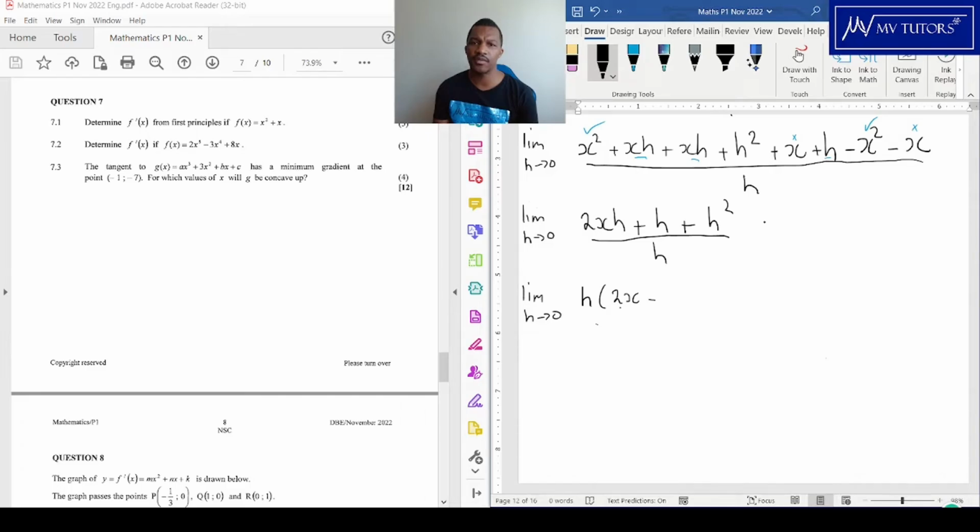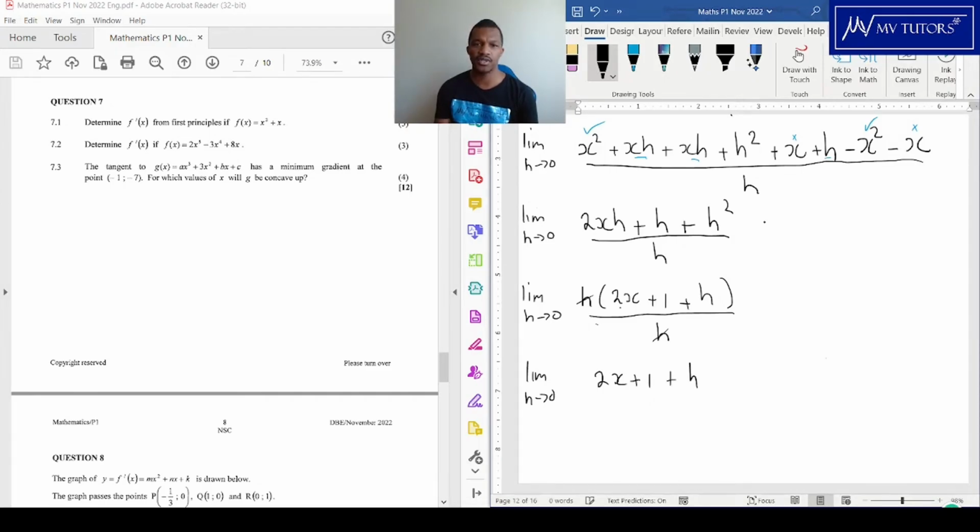This one is just going to be plus 1. This one is just going to be plus h, right? And then divided by h. Look what happens now. This h cancels that one, and then I'm left with, yes, you guessed it, 2x plus 1 plus h.